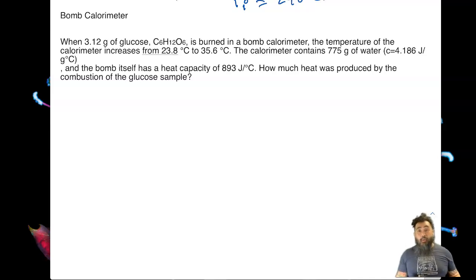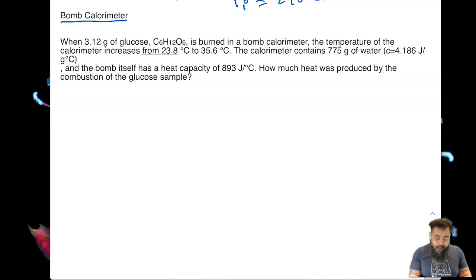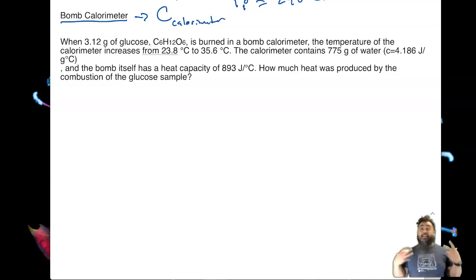The other kind of calorimetry problem that you will encounter is what we do with a bomb calorimeter. Typically the words in the problem will say bomb calorimeter in it. Just remember it's that sealed vessel that has all the other materials in there. And the big thing with a bomb calorimeter is that you should have a capital C, which is the heat capacity of the bomb calorimeter. That should be somewhere in the problem.